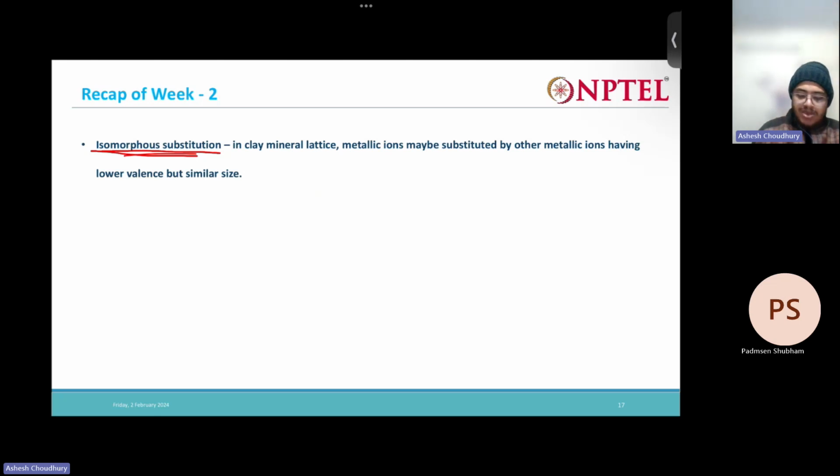Say you have a mineral lattice. So you have some stacking of some mineral. Here, say you have some aluminum ion. Now if this aluminum is replaced by some other ion of similar size, that phenomenon is known as isomorphous substitution.